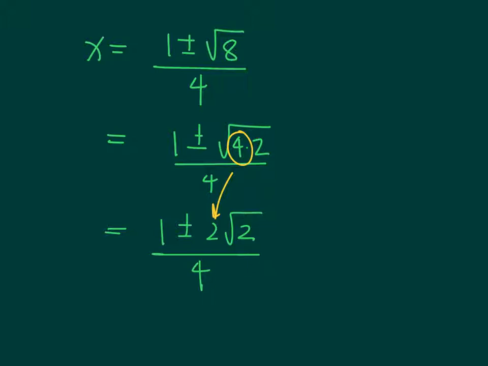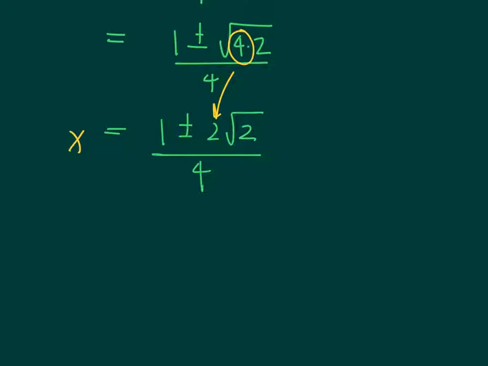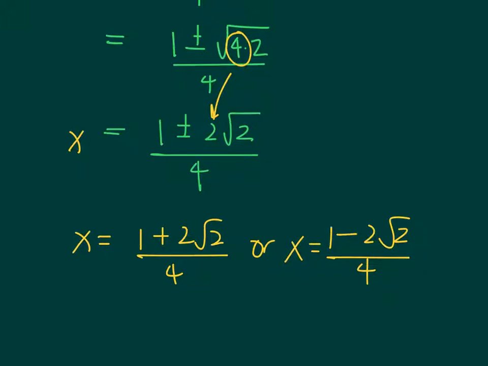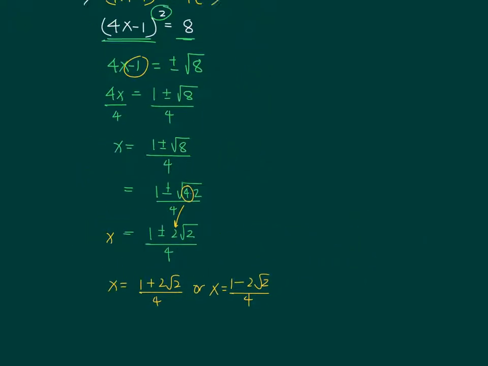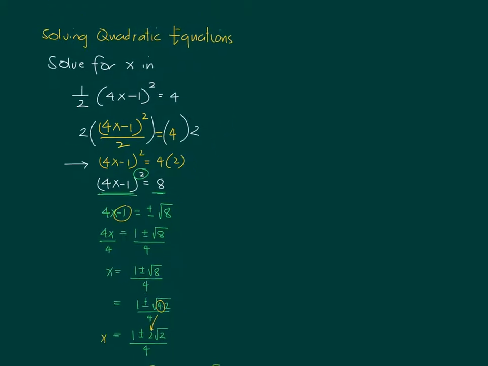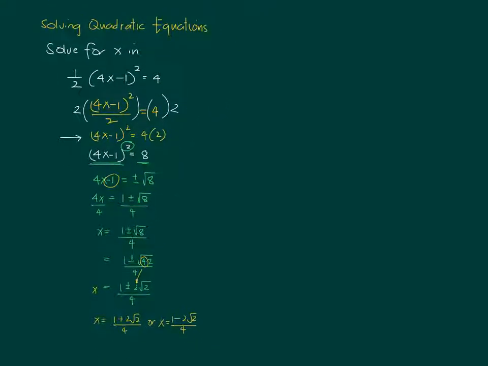Okay, so these are the two values of x. There are two values of x. x could be 1 plus 2 square root of 2 over 4, or the other x is 1 minus 2 square root of 2 over 4. So these are the solutions to the equation. As you can see, we didn't expand the expression to solve the equation.